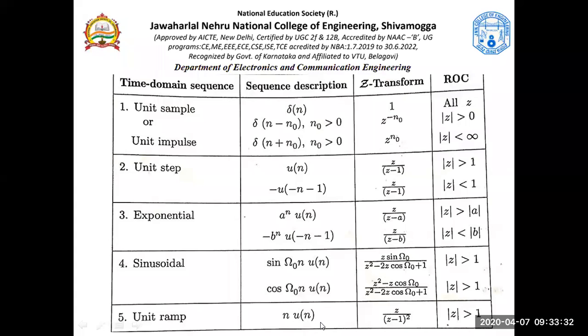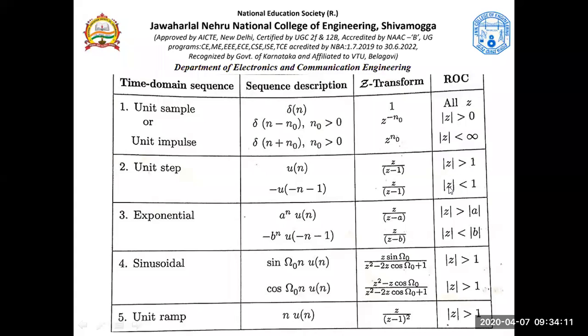Now, among these, the only example wherein there is finite length is this. That's why here we say all Z: it is the entire Z plane except zero, the entire Z plane except infinity. We don't talk about a circle here, but in all the rest of the examples we talk about a circle, because they are all infinite sequences.